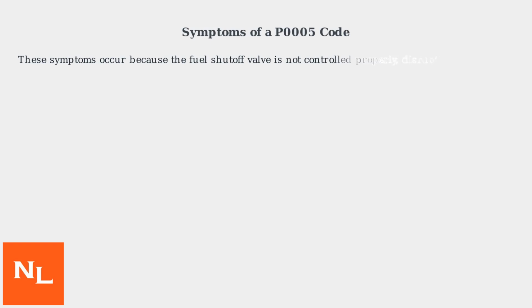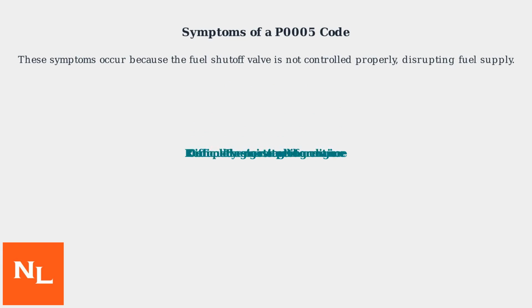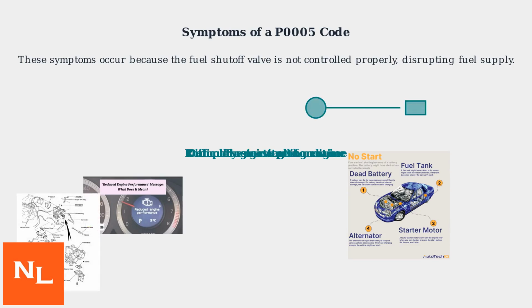When the P0005 code is triggered, you might experience several issues. These include engine stalling, reduced engine performance, difficulty starting the engine, or even a complete no-start condition. These symptoms arise because the fuel supply is not being controlled as intended.